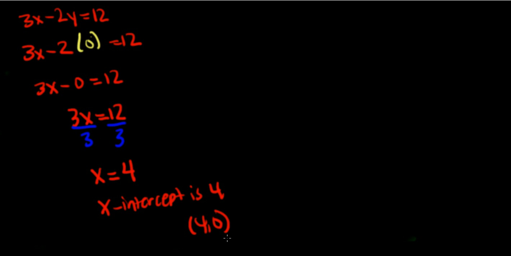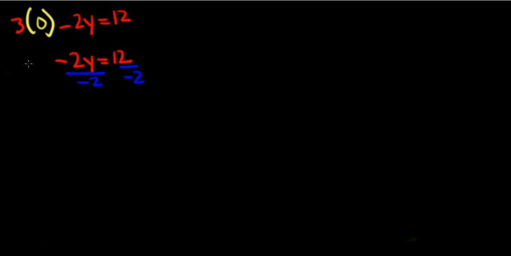Now we're going to solve for the y-intercept. In order to solve for the y-intercept, you have to do the opposite and replace x with 0. So we can plug in the 0. 3 times 0 minus 2y equals 12. We can simplify a little bit. 3 times 0 equals 0, so we can leave it out. Then we have -2y equals 12. We want to isolate the variable again, so we divide both sides by -2. When we divide the left side by -2, we are left with 1y equals -6. So our y-intercept is -6, and the ordered pair would be 0, -6.